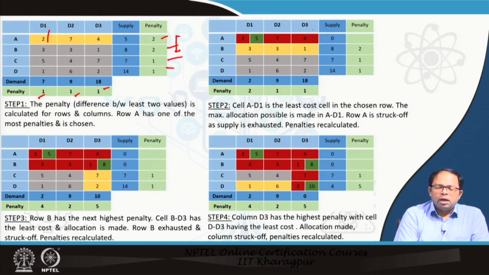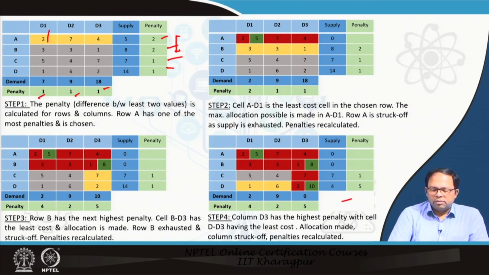So next we move on, and we again estimate the penalties. We see that the penalties are 2, 1, 1, and this has changed because we have now struck off this row. So again, out of these, we can choose any one of the 2s. Again, this has been chosen. So here 8 is being allocated. Out of 8 and 18, 8 is allocated. So 10 is remaining to be supplied to D3, but this supply of B is exhausted. So this is how it is, and then we can repeat those steps.